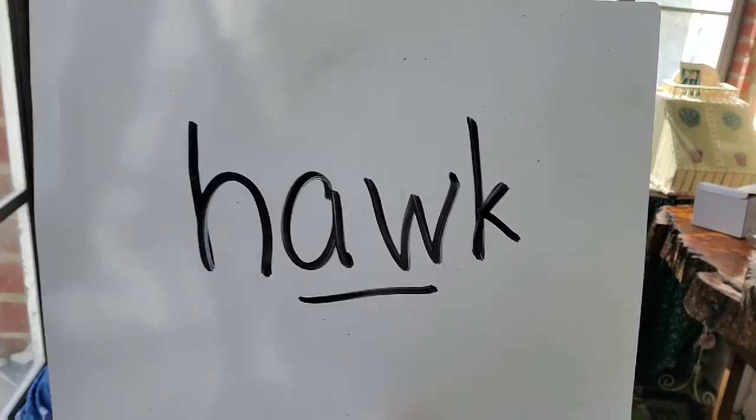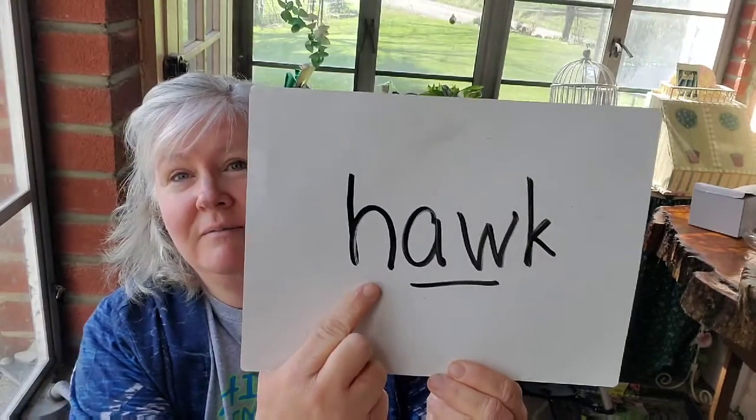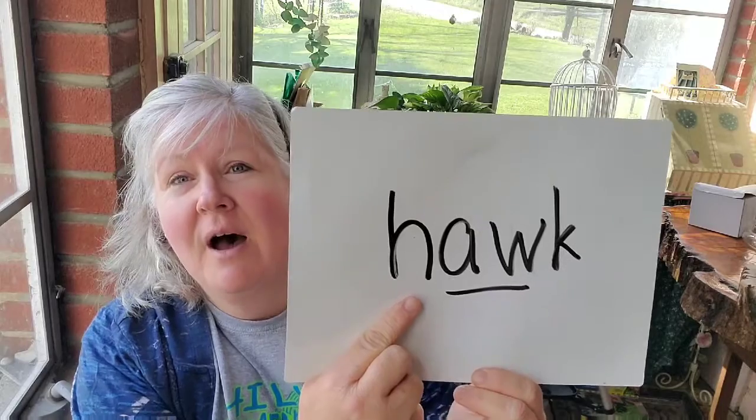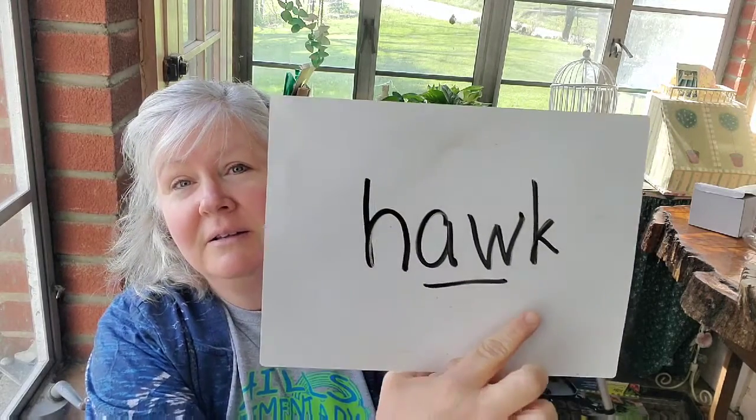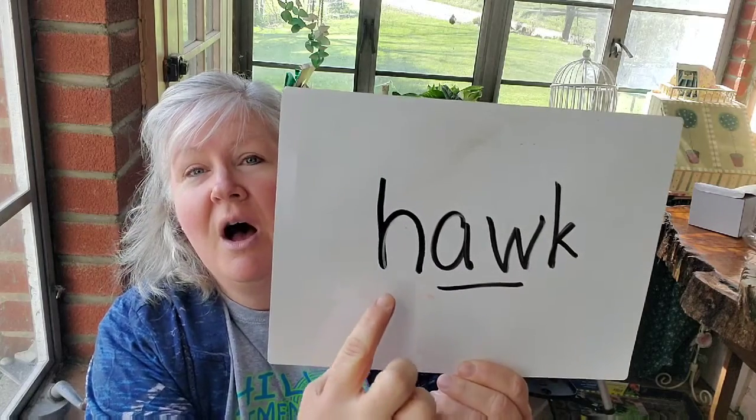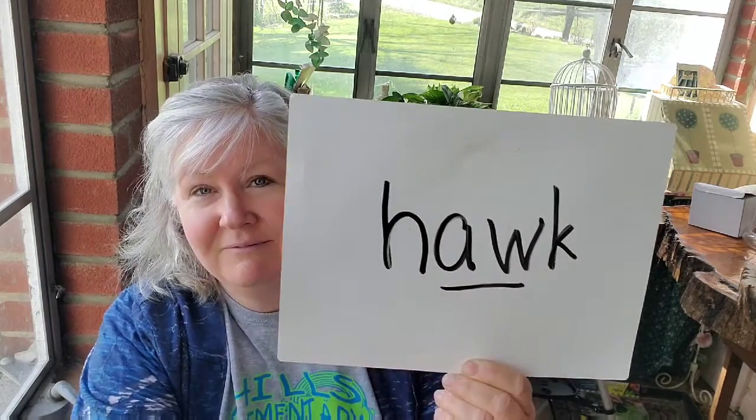Another word with another spelling pattern of augh. Ready? Decode it. Remember, H is a breath. AW says augh. K. Ready? Hawk. Very good. Another spelling pattern of augh is AU.